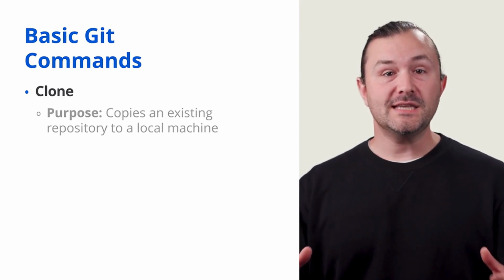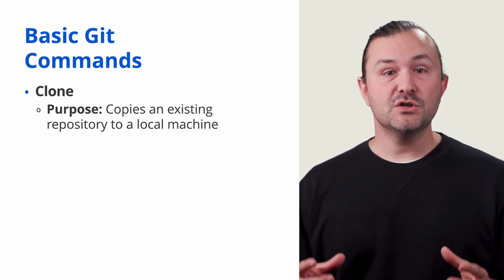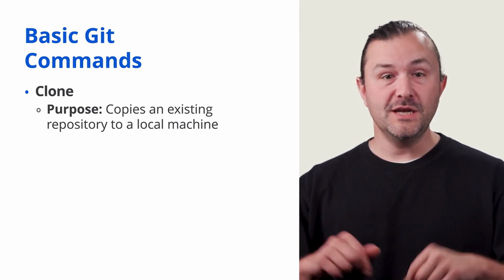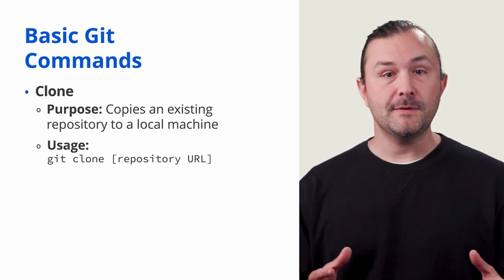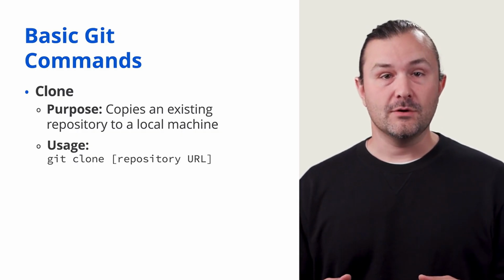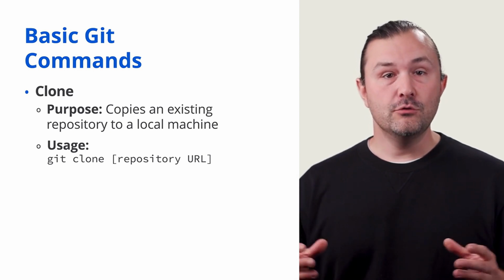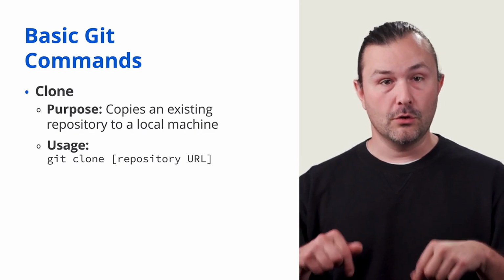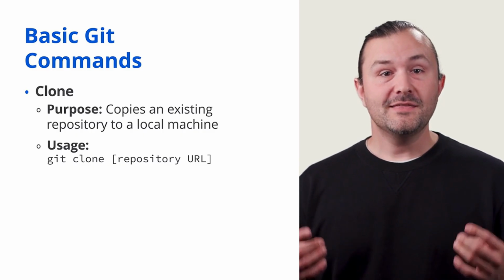The clone command creates a local copy of the repository a developer is working on. This allows them to start working with the codebase on their own machine. To use the clone command, you would type git space clone space, then the URL of the repository. For instance, if you're developing a new feature for user authentication, you would first clone the existing project to your machine.